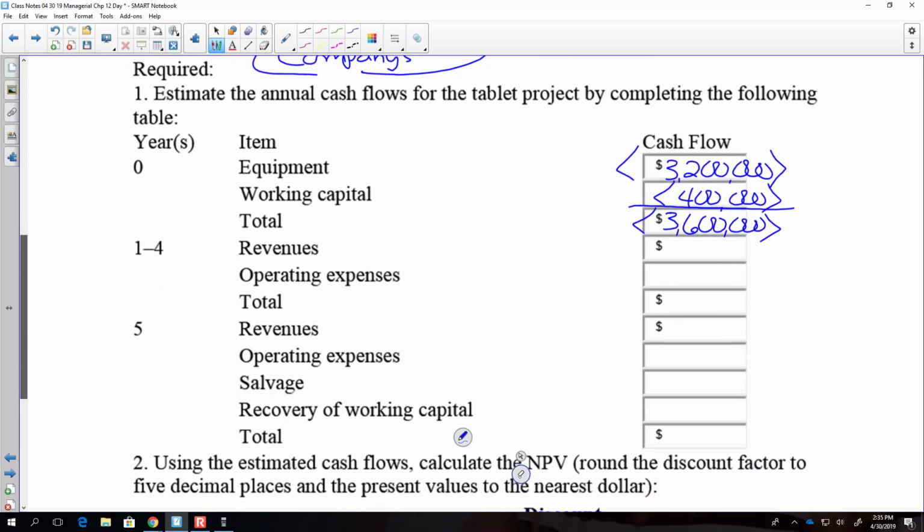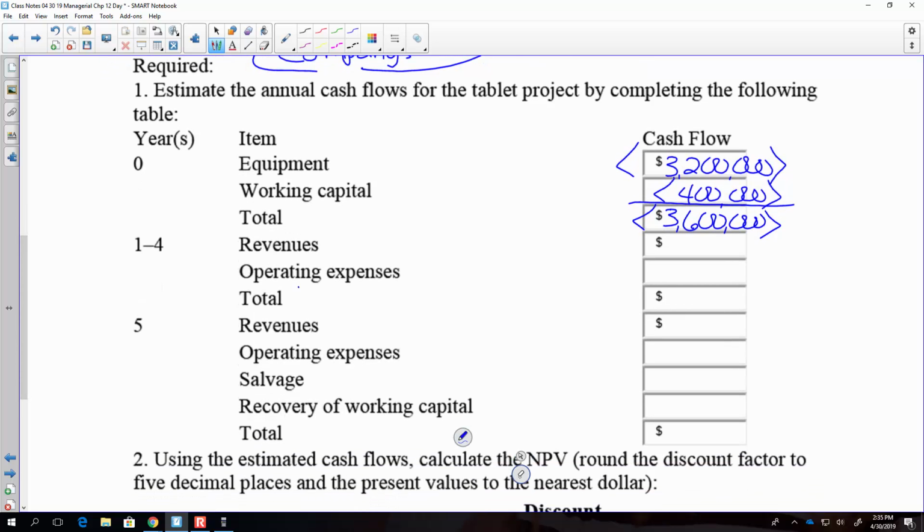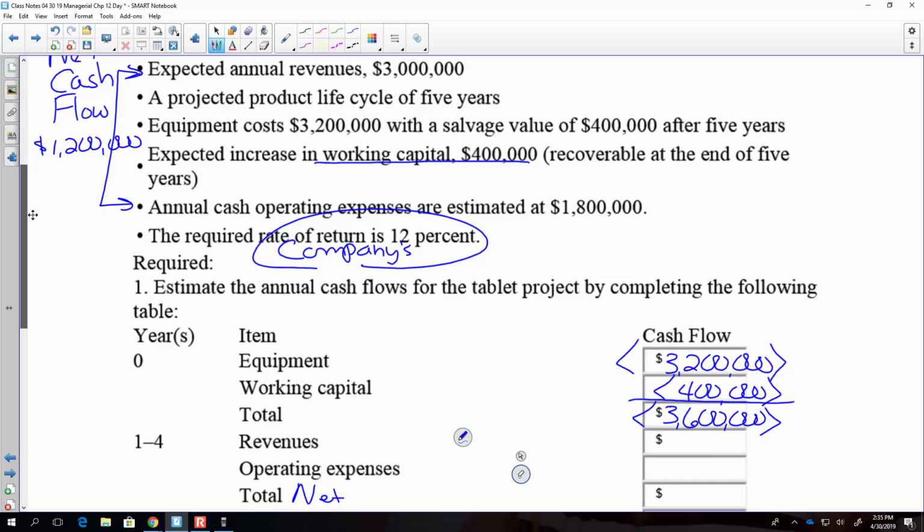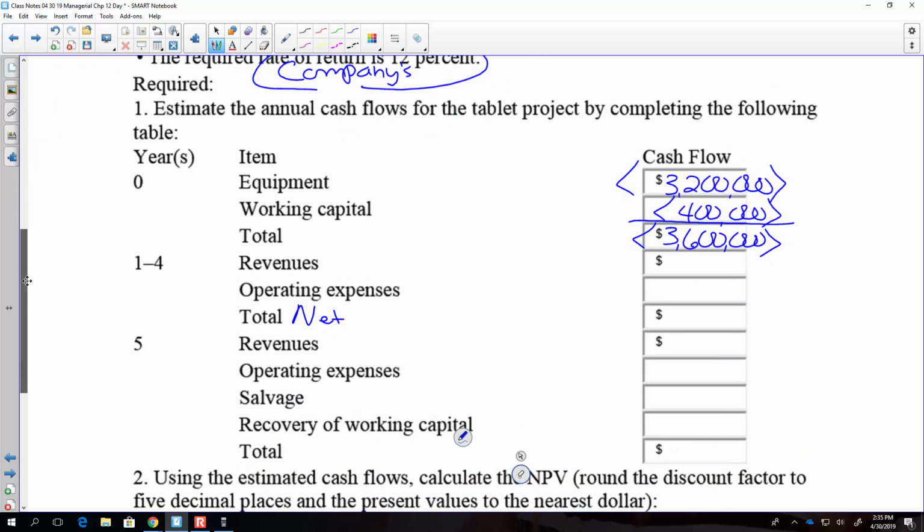They do a nice job presenting the net cash flow. Revenues of $3 million minus the $1.8 million. So I'm going to put this in a different color. $3 million of revenue, $1.8 million of expenses, net of $1.2 million across 5 years.